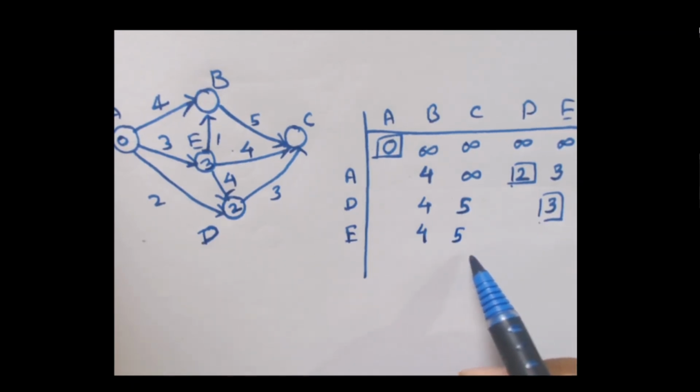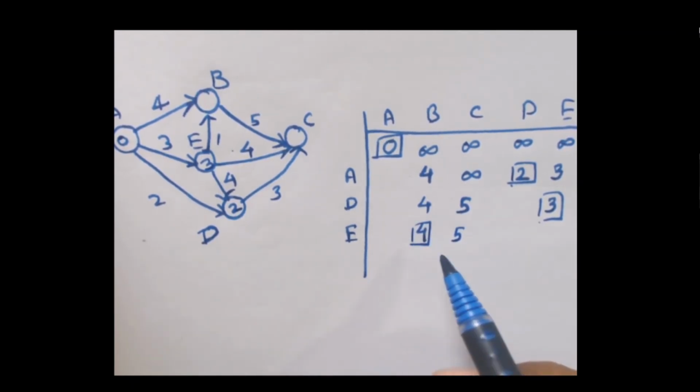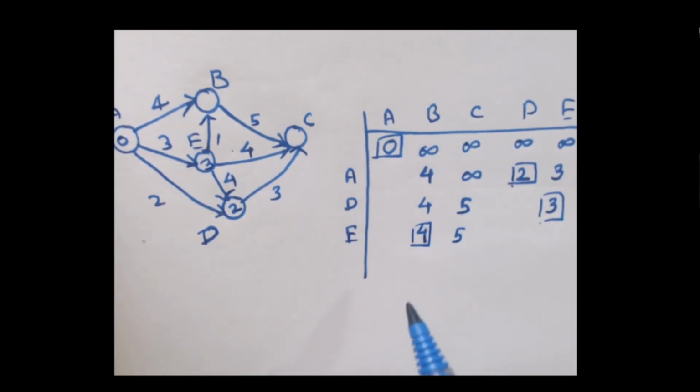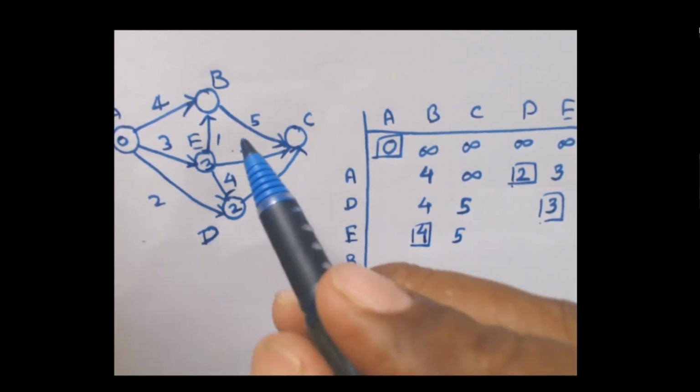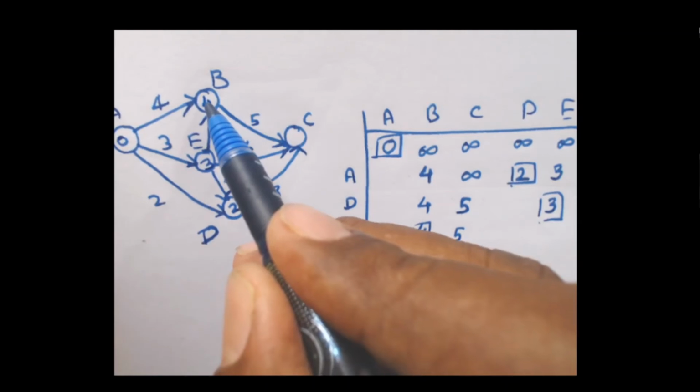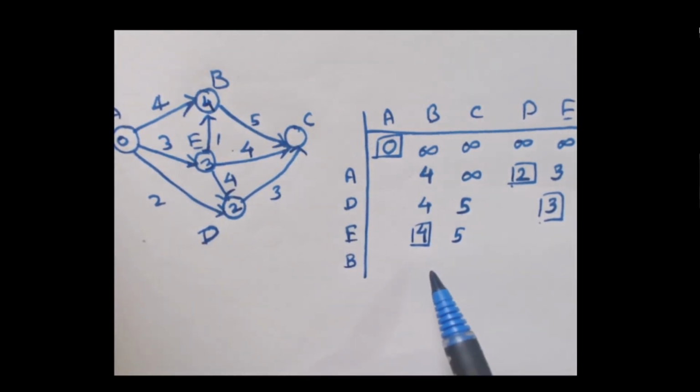So out of the remaining, we have the minimum distance, that is 4, and it's for B, so we'll write B here. For B, from B to C, 4 plus 5, 9. 9 is not better than 5, so we'll continue with the same 5, and there is no change at all. So finally this is selected and we have no more vertices remaining.